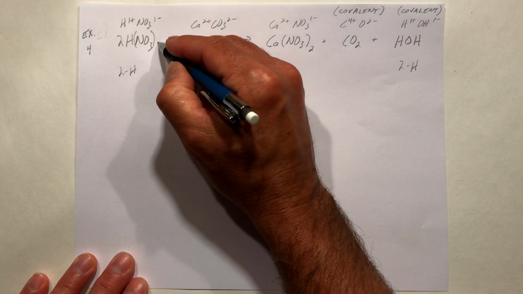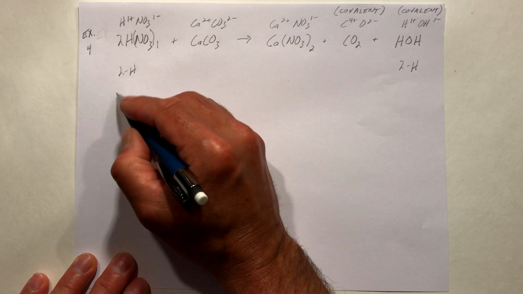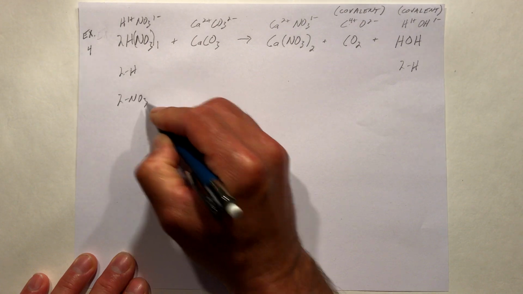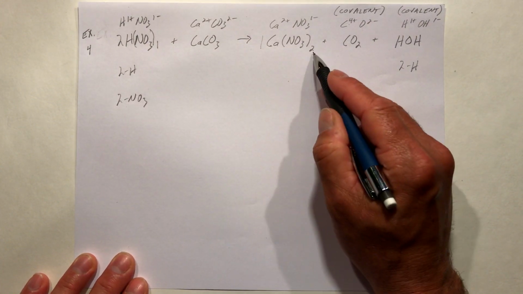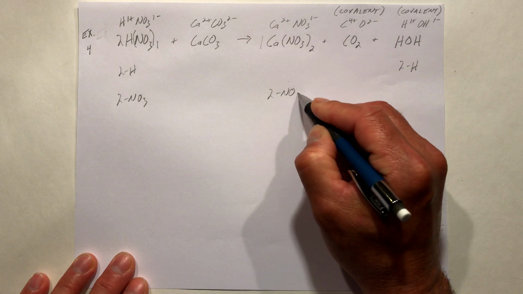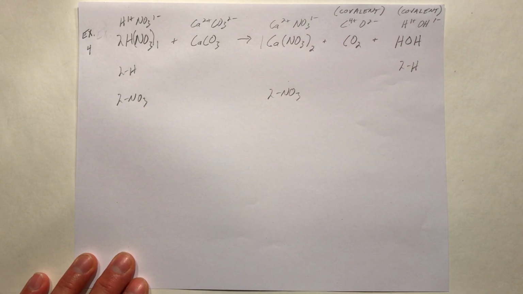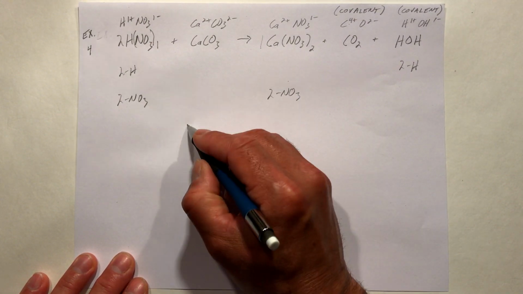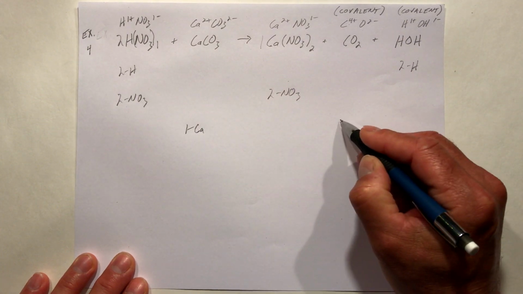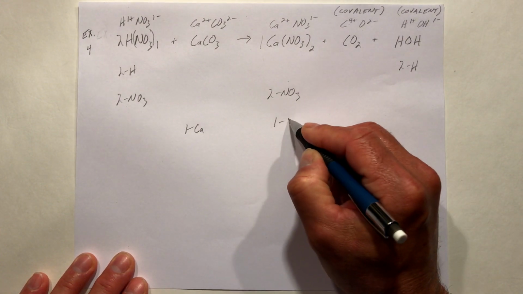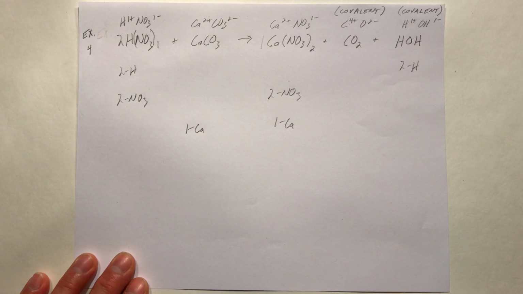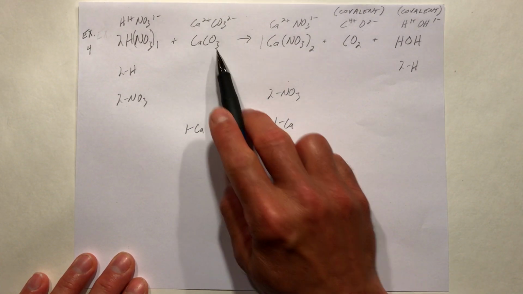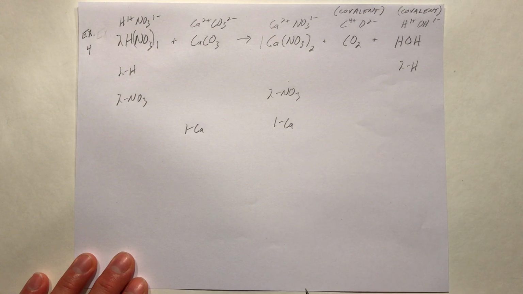Notice we have 2 times 1, so 2 NO3s on the left, and 1 times 2, 2 NO3s on the right. NO3 is nitrate. And we have 1 Ca on the left and 1 Ca on the right. Notice that CO3 does not remain CO3 over here. It breaks up. So we have to count the C's and the O's separately.